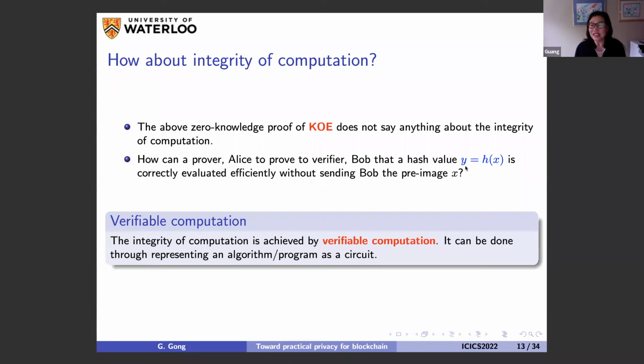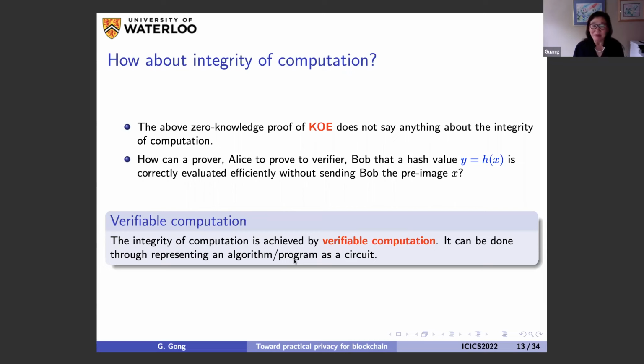Or you could think of this as more like the inverse, right? You are given Y and asked to prove Y is the image of H at X, or prove X is the inverse of Y. How can you do this? This is done by what we call verifiable computation.